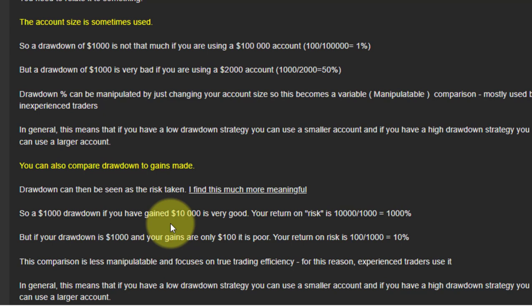But if your drawdown was $1,000 and you only gained $100 on that particular strategy, it means your gain is only 10%. So it's way less efficient than the technique that earned 1,000% on the drawdown. And that is why I find this calculation so much more meaningful, comparing drawdowns to gains made. This calculation also cannot be manipulated that much because it is a true efficiency calculation. It tells you how efficient the trading strategy is that you're using.